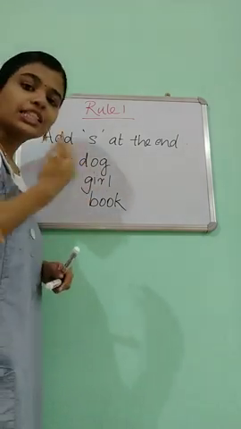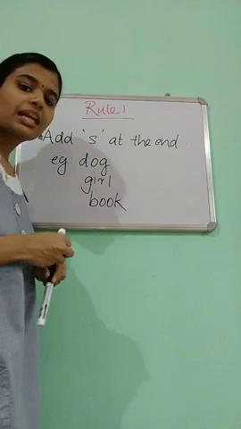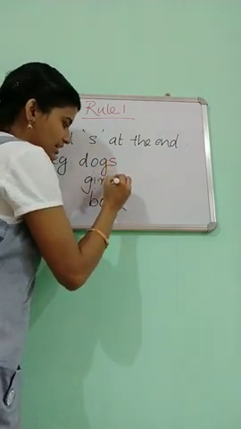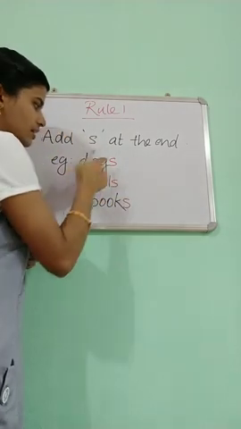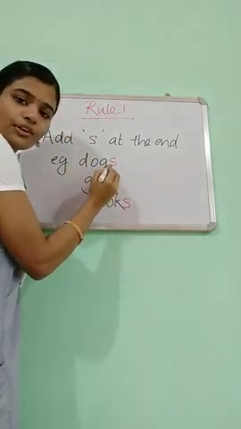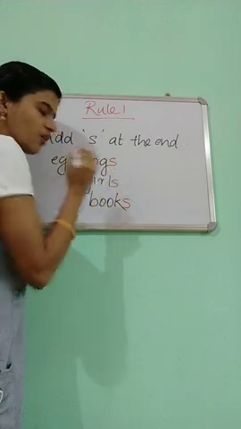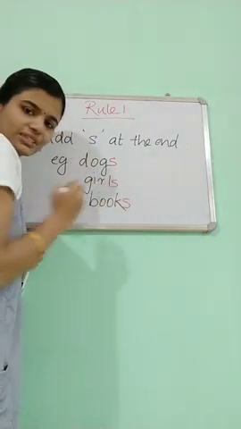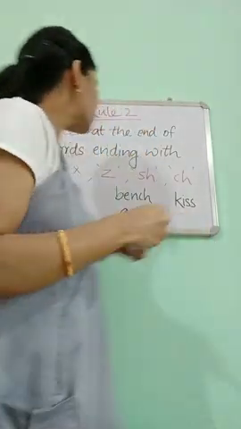Now, how can we change it into plural nouns? By simply adding s at the end of these words. Now, by adding s at the end of dog, it became dogs. Girl, girls. Book, books. Okay? Now, let's learn the second rule.